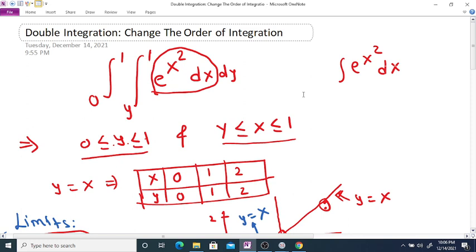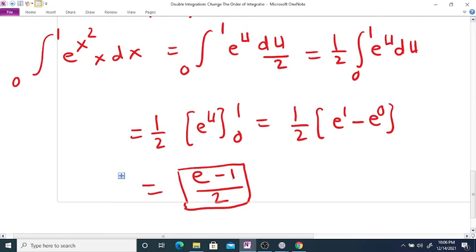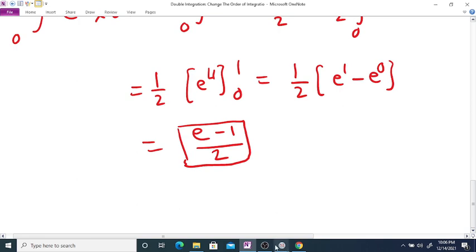By the given limits you cannot evaluate this integration; the value of the integration does not exist. But if we change the order of this integration, then you can see here the answer is (e minus 1) divided by 2.